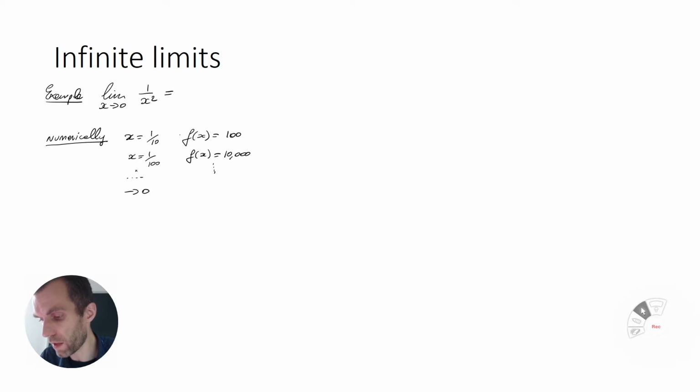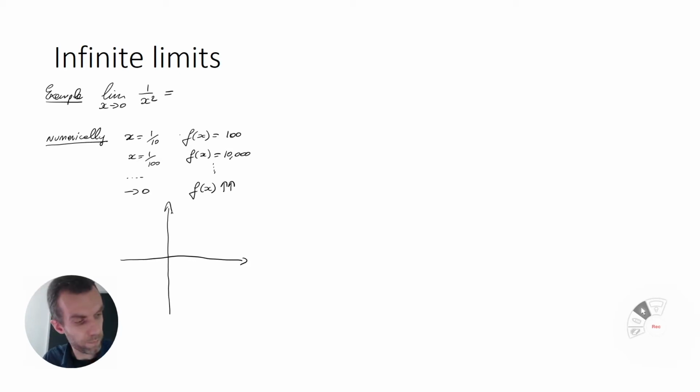So you see that if x goes to 0, f of x keeps growing without bound. You can also see this from the graph. If we draw this function, then we see that as x gets closer and closer to 0, the function values continue to grow like this. And that holds true both on the negative and the positive side. The function grows without bound if x gets closer and closer to 0.